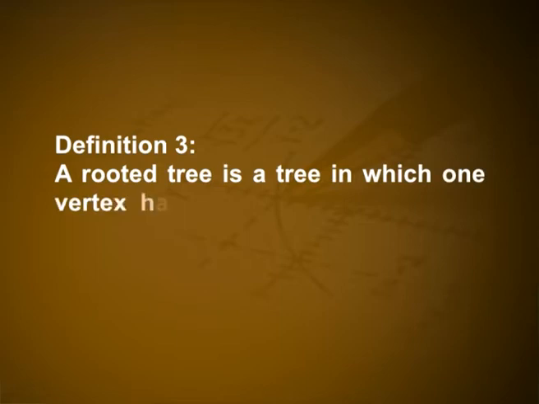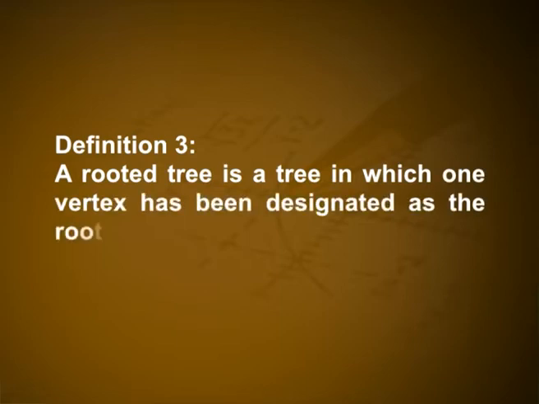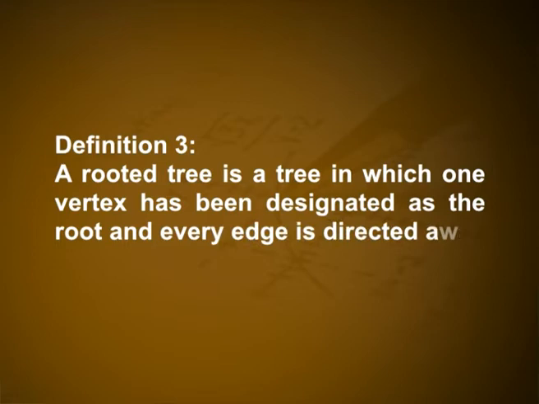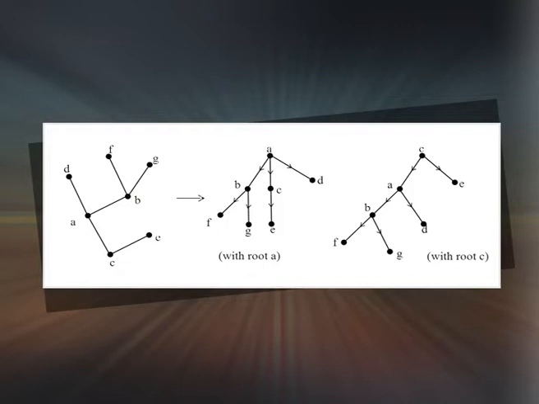Definition 3. A rooted tree is a tree in which one vertex has been designated as the root and every edge is directed away from the root. We can change an unrooted tree into a rooted tree by choosing any vertex as the root. In the figure, you can see a tree and rooted trees formed by designating two roots. The first figure shows the tree with root A and the second figure shows the tree with root C. The terminology for trees has botanical and genealogical origins.